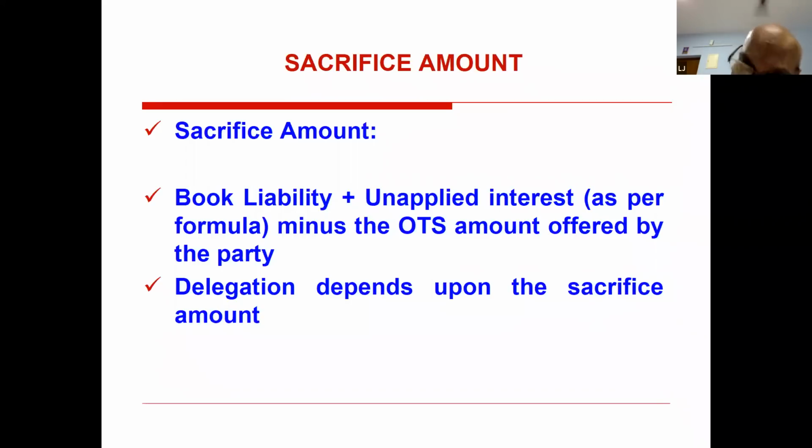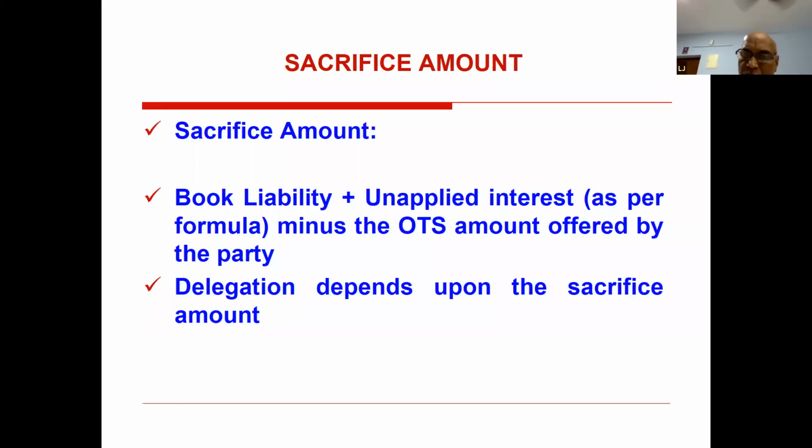But now how much money is he going to give? I told you 3 OTS formulas, first 2 slides, okay? Or something less than that. If it is that, it has to go to HO. So what is the money he has to give? That is book liability plus the unapplied interest calculated as per the formula. Then how much OTS amount he is offering. The difference between the two is called sacrifice amount. Depending upon the sacrifice amount, the note is to be placed to the respective sanctioning authority.